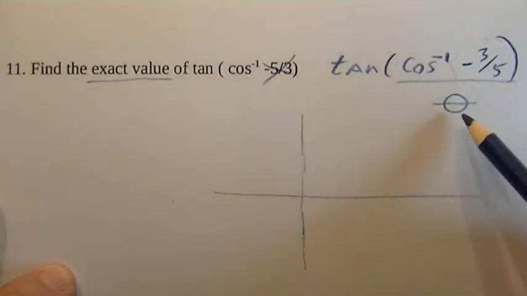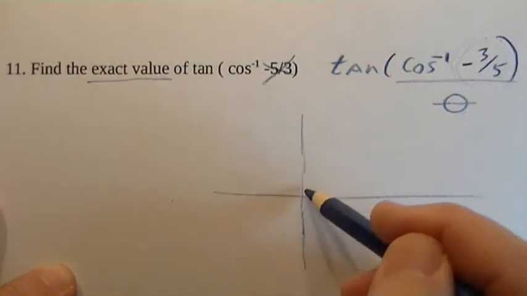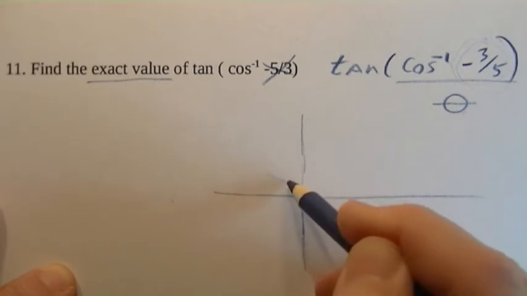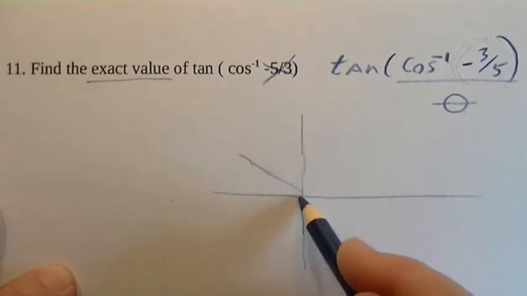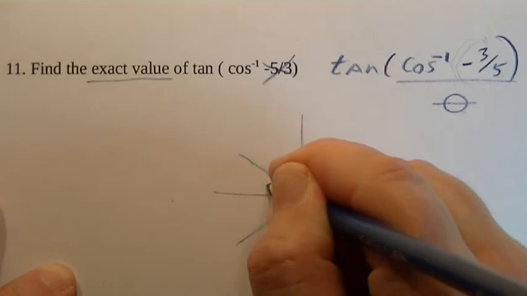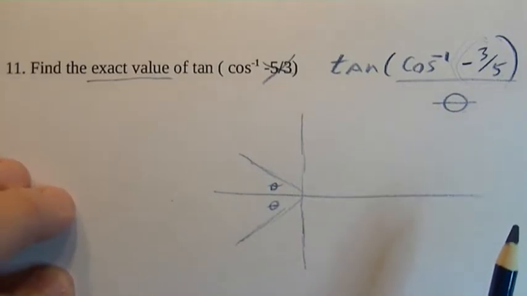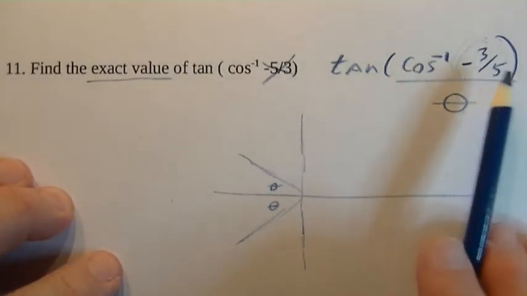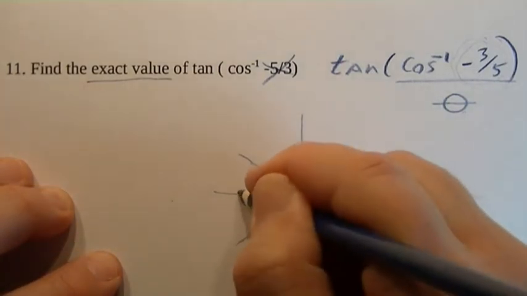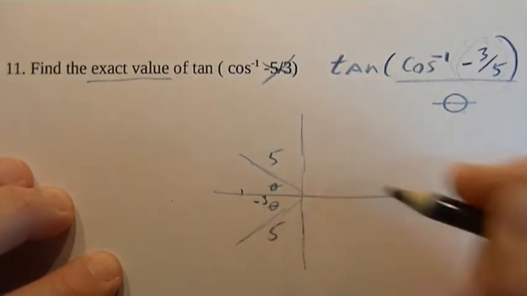Let's see. The cosine of this angle is a negative number. That means that the angle has to be either in quadrant 2 or quadrant 3, and we'll see if anything distinguishes that. So we're just going to say this is our theta, or it might be here. Got two different possibilities, at least for now. Maybe it'll stay that way. So let's go ahead and say, well, if the cosine is negative 3/5, then that means that this distance here is negative 3 and this hypotenuse is 5.